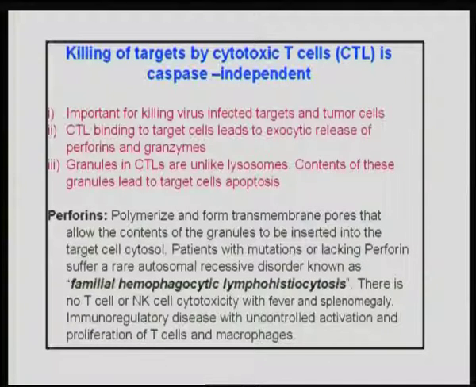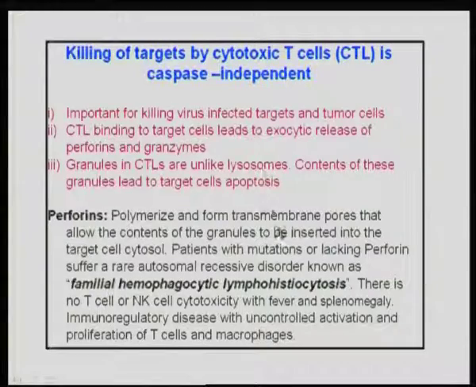Now, what happens to patients if they lack perforin? There's a particular disease known as familial hemophagocytic lymphohistiocytosis. In these patients, there is no T cell or NK cell cytotoxicity, and they have fever and splenomegaly. Splenomegaly means enlargement of the spleen. There is proliferation of immune cells, because the immune regulatory mechanism is somewhat compromised. So there is a major problem in patients that have mutations in perforin which affect its function, and they lack perforin.